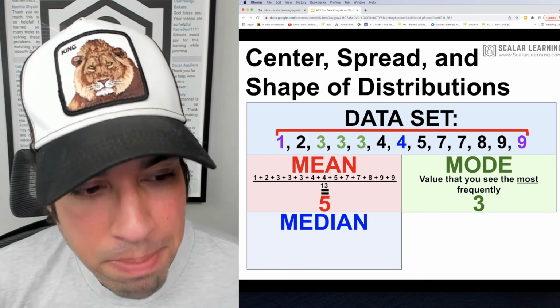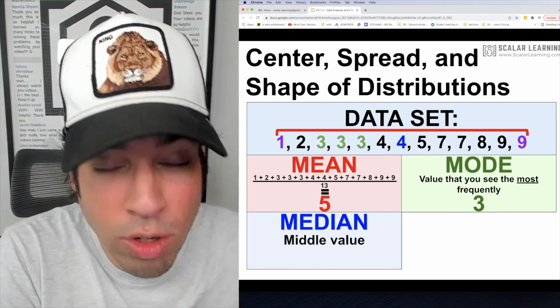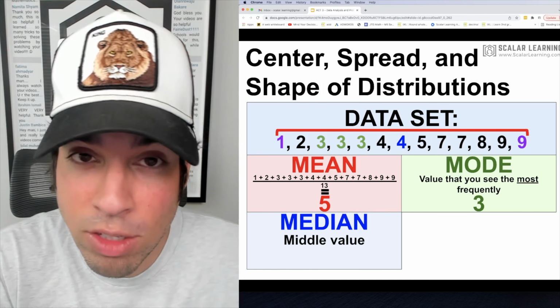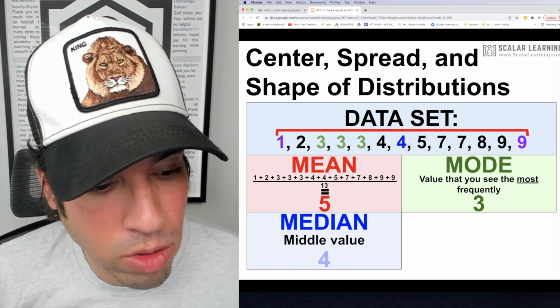Next, let's talk about the median. The median is the middle value of the data set. So again, you have to arrange the values from least to greatest, and then you can quickly identify the median. In this case, that 4 is the middle value, right?